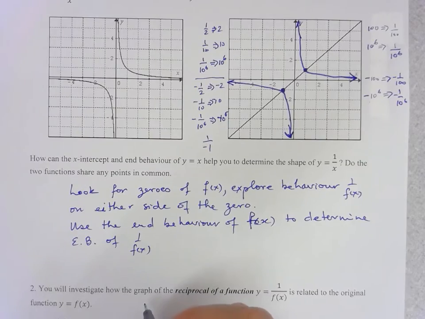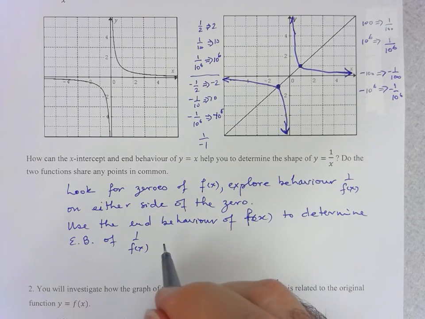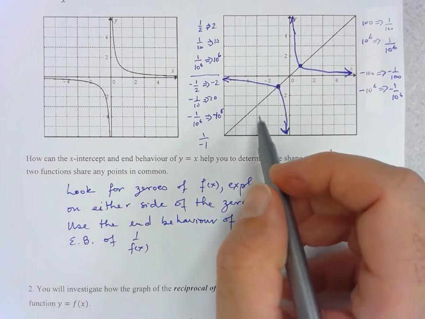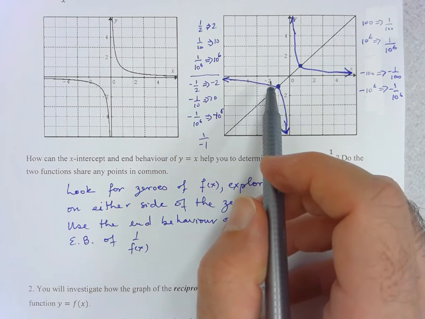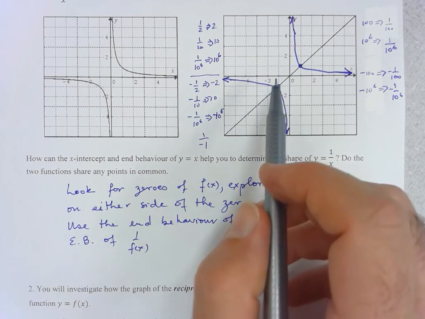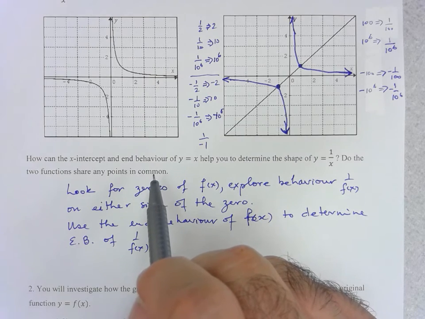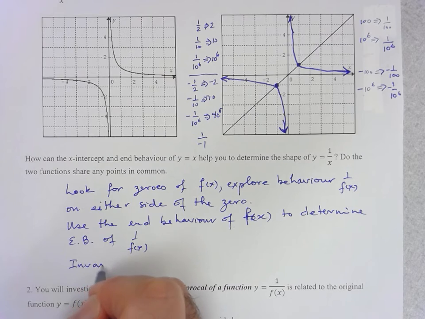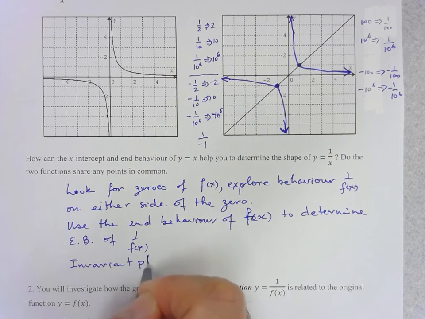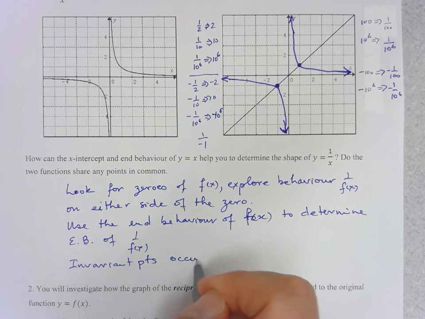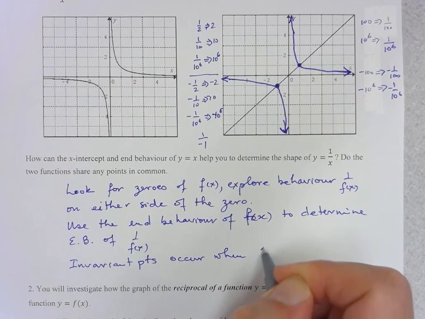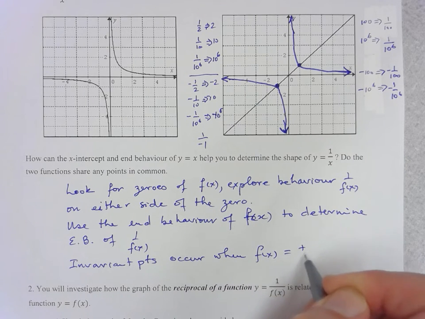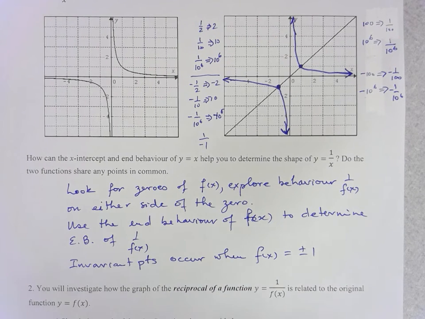Okay, and the other thing that seemed to be useful was to look for invariant points. But this is where you ask yourself, when is a number equal to its reciprocal? Well, when it's either equal to 1 or negative 1. Okay, so the invariant points, the ones that don't change, occur when f at x is equal to positive or negative 1. Okay, because if I take the reciprocal of 1, I still get 1. If I take the reciprocal of negative 1, I still get negative 1.